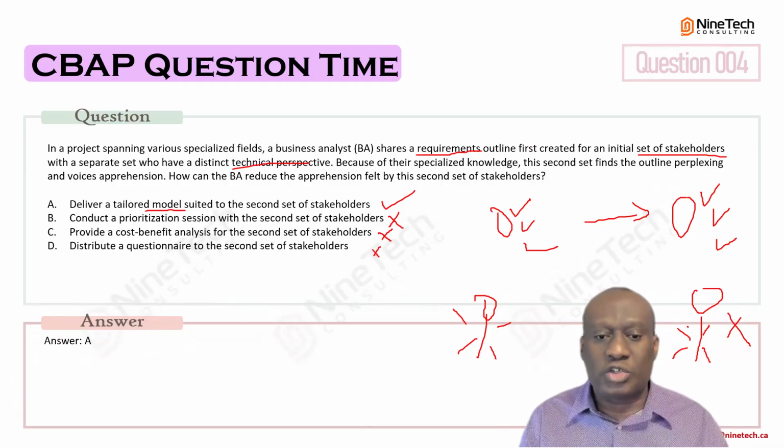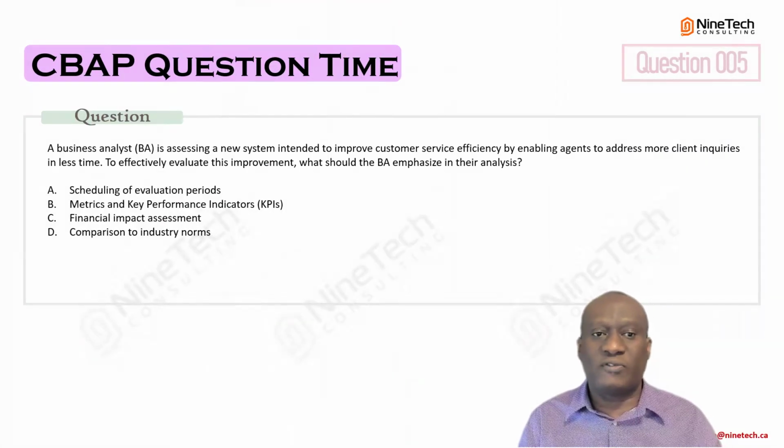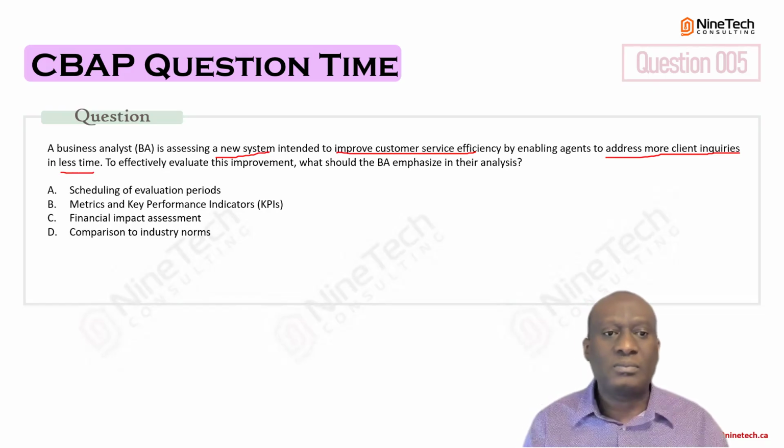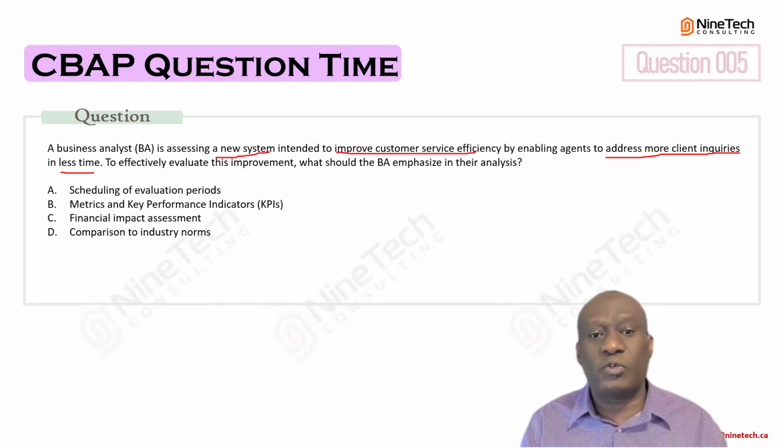Okay, let's go. Great job on getting this far. Let's go to the fifth question. A business analyst is assessing a new system intended to improve customer service efficiency by enabling agents to address more client inquiries in less time. Okay, so they are building a new system that will improve customer service by addressing client issues in less time. So we want to get things done faster. To effectively evaluate this improvement, what should the BA emphasize in their analysis?